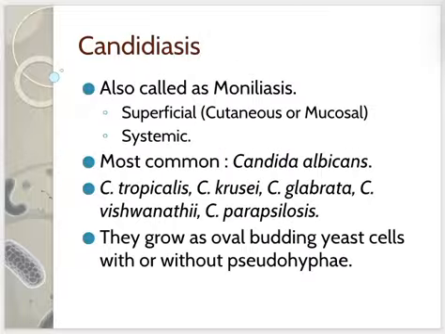Candidiasis, also known as moniliasis, is a common fungal infection caused mainly by Candida albicans. It can appear superficially, affecting the skin or mucosal membranes, or systemically, affecting internal organs. Besides C. albicans, other species like C. tropicalis and C. cruzi can also cause infection. These fungi grow as oval budding yeast cells and sometimes form pseudohyphae, which helps them invade tissues. Recognizing these growth forms is key for diagnosis.